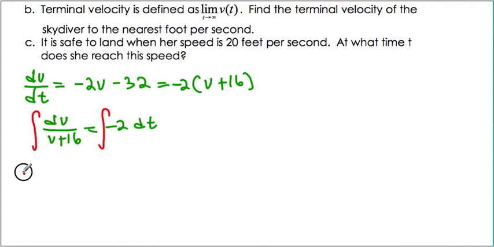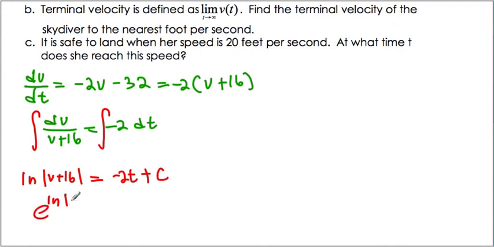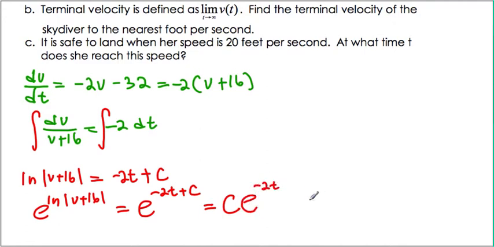you will realize that this becomes ln of v plus 16. Notice that I put the absolute value on the left side, which will be equal to negative 2t plus c. Now, by raising both sides by e, we get e to the ln of v plus 16 equal to e to the negative 2t plus c. You see, plus c in the exponent can be expressed as c as a coefficient. Obviously, this c is not the same as this c. I could even call this one c sub 1, while this is c sub 2 if you wanted to. So we end up getting e to the negative 2t.